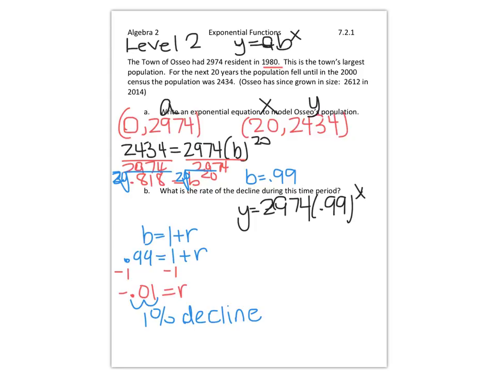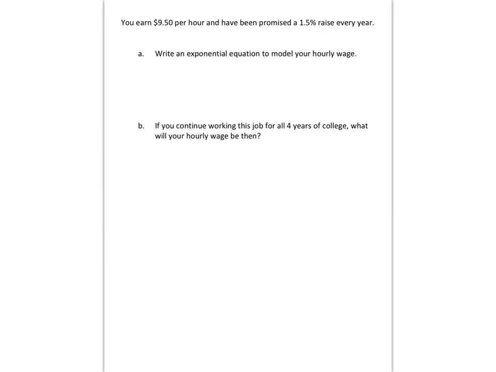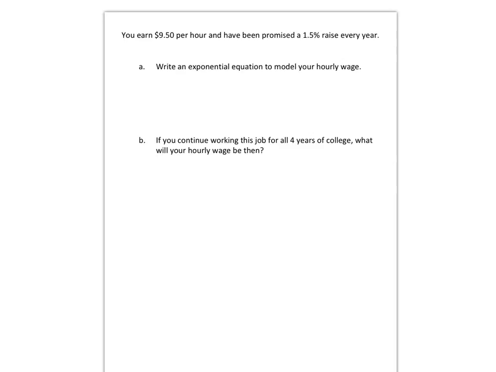Okay, let's try another one. You earn $9.50 per hour and have been promised 1.5% raise every year. Write an exponential equation to model your hourly wage. Okay, this one's a lot more straightforward. We have our starting earnings right here at $9.50, so that's going to be our A. And we have a rate right here, 1.5%.